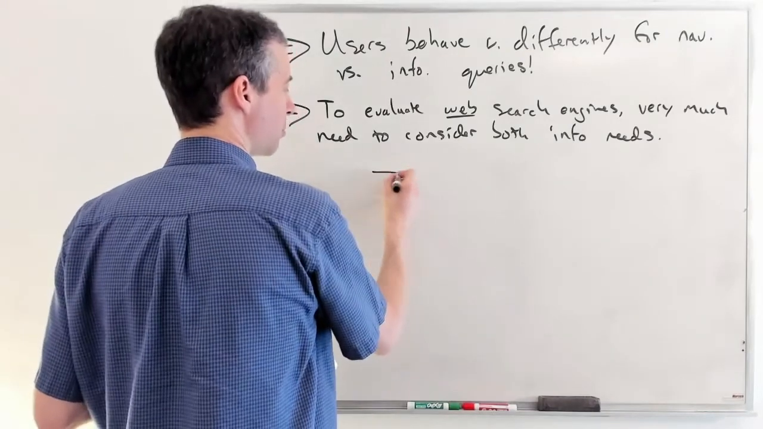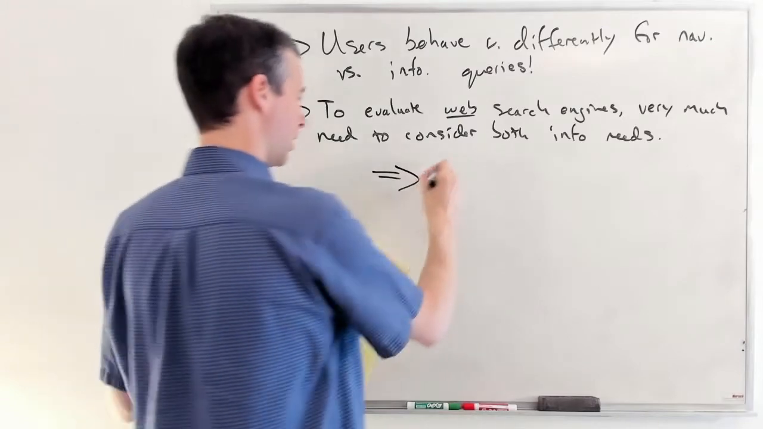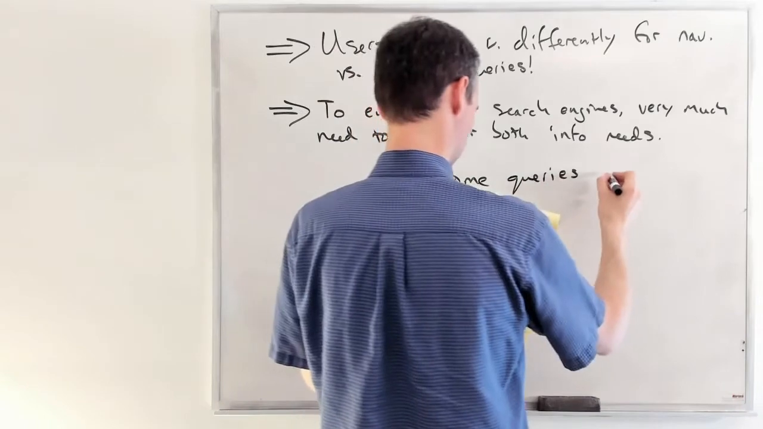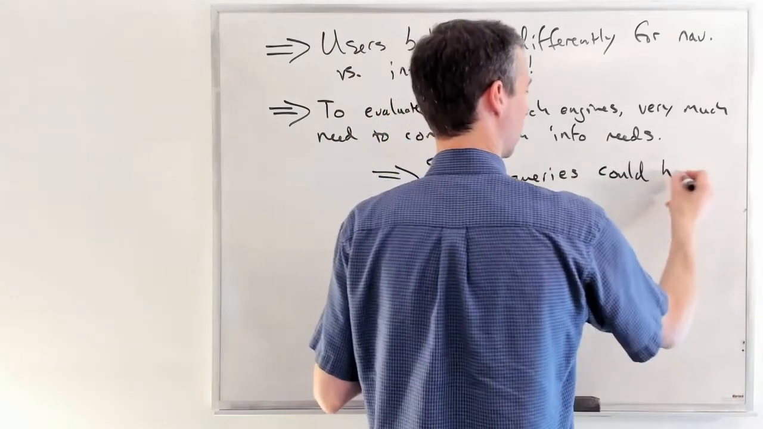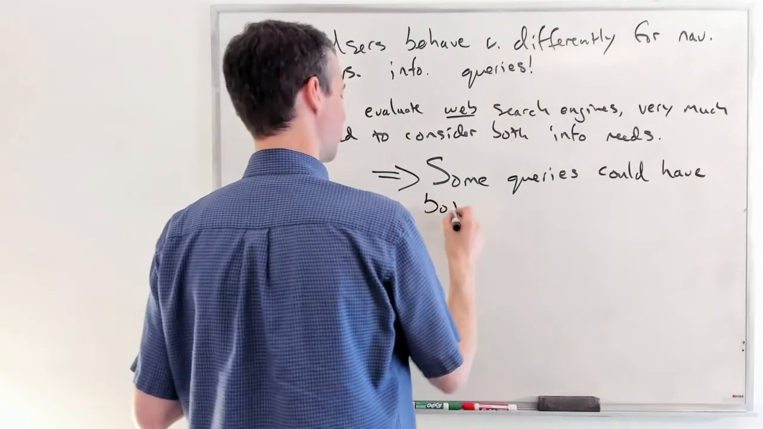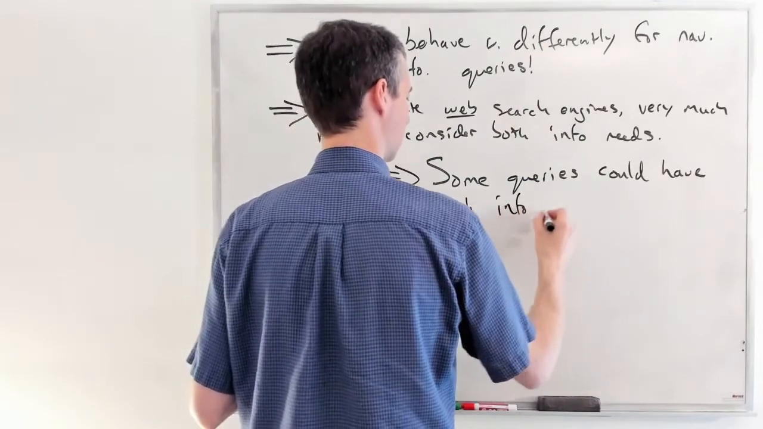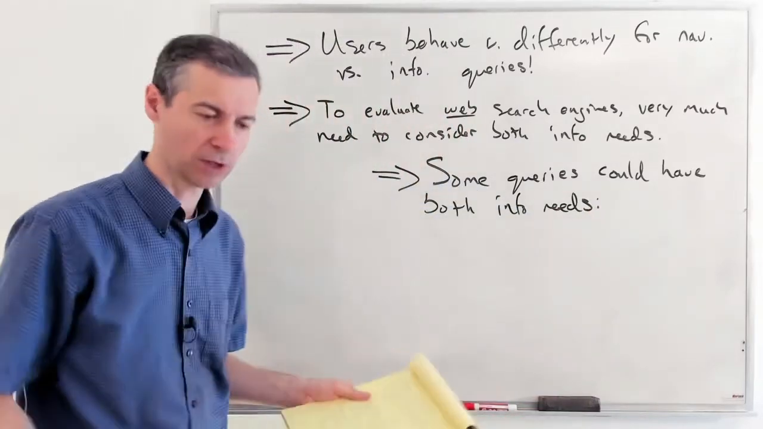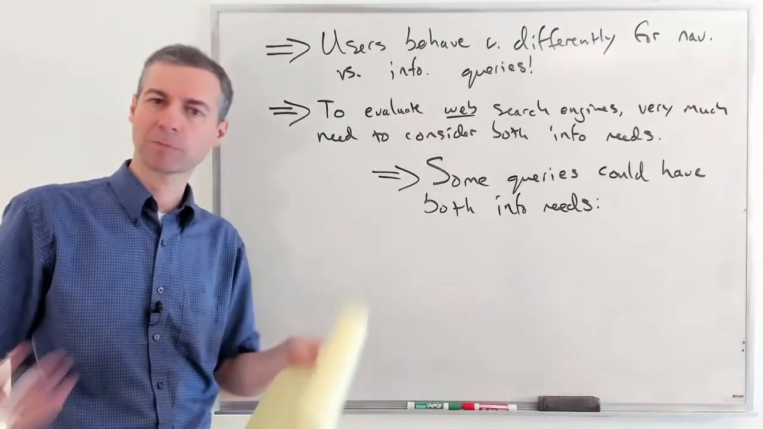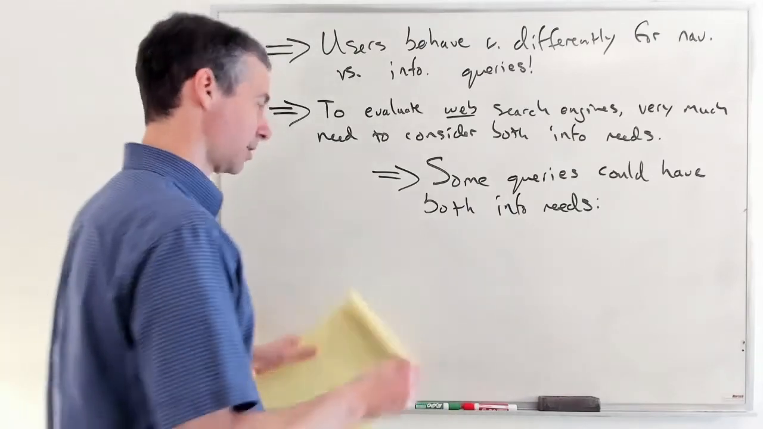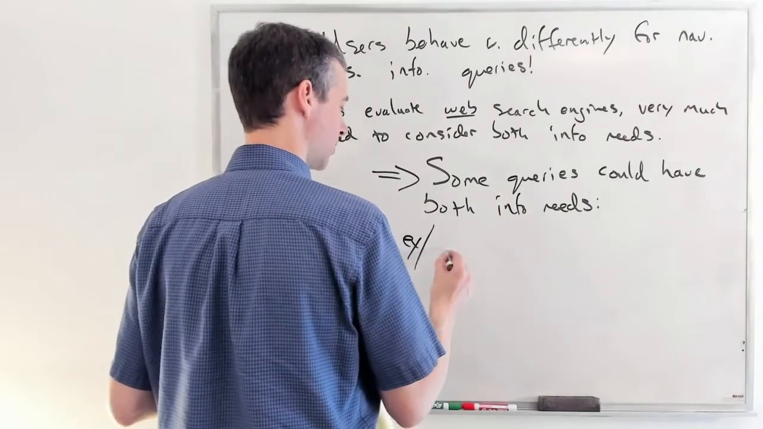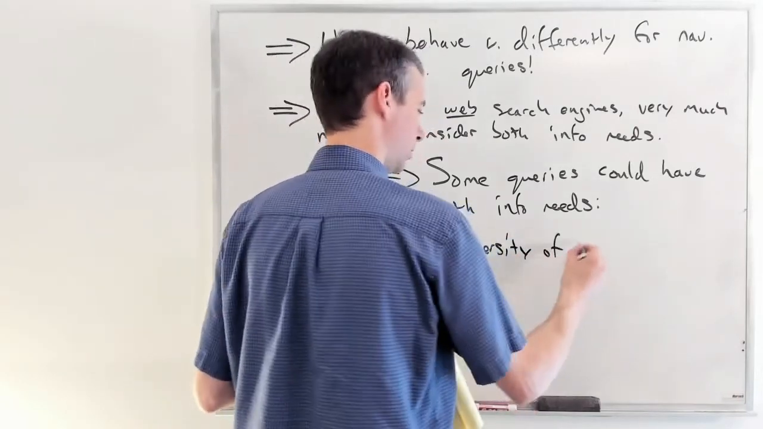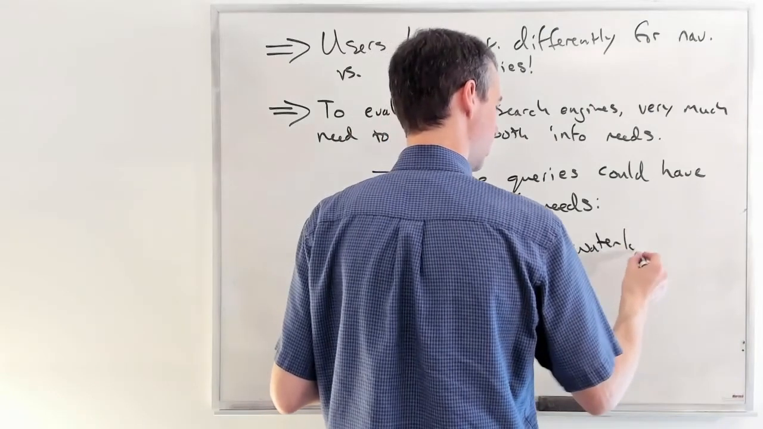And just to point out how tricky this is, some queries could have both information needs behind them. So one, I need the web page. The other one, no, I want to learn more about this. I want to probably read several things about it. Let's take an example. Someone gives the query, University of Waterloo. Woohoo! What do they want?